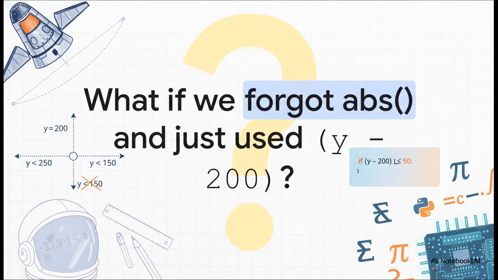Okay, last checkpoint for the day. Let's really make sure this clicks. Imagine we're coding late at night, we're tired, and we forget the abs function. The code just checks if y minus 200 is less than or equal to 50. What happens to our circle's color-changing behavior now?